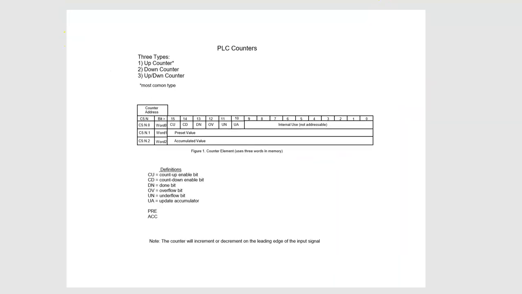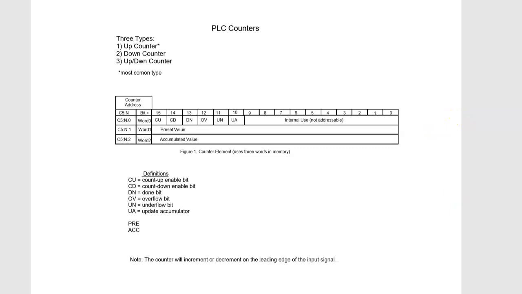Now I want to move to counters, and just like the timer, a counter too is composed of 3 16-bit words. Here are the 3 common types of counters. There's an up counter, a down counter, and an up-down counter. I think the names are pretty explanatory. Again, when you do the tutorial, you'll become very familiar with how they function and why they're named as they are. The up counter is by far the most common type of PLC counter.